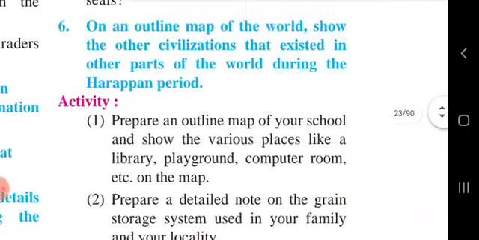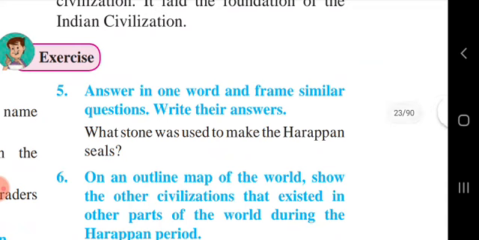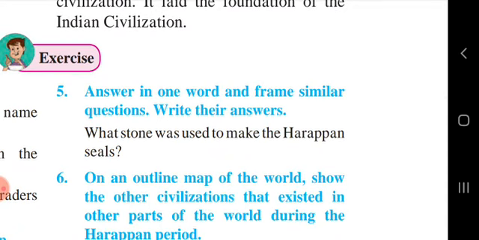Next over here, some questions are there. Answer in one word and frame similar questions. Now you have to write in one word only. The first question is, what stone was used to make Harappan seals? It was steatite, S-T-E-A-T-I-T-E. My dear children, you can make some more questions like this.